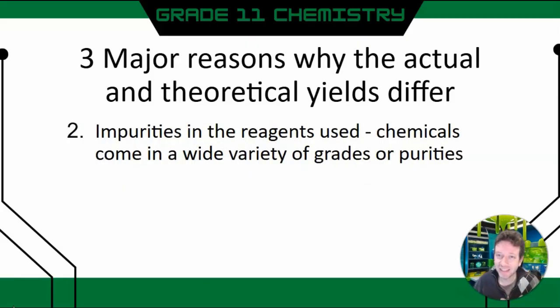Our second one is impurities in the reactants actually used. It's hard to think of, but when you're a grade 11 student and your teacher says, here's some magnesium, you just take that as 100% true. That is 100% magnesium. But in high school, we can't afford that. So there are impurities in the chemicals that we are using, and that is also going to affect the yield.